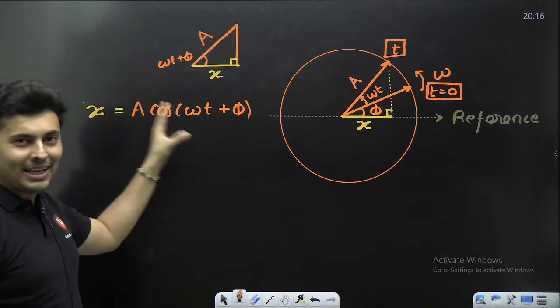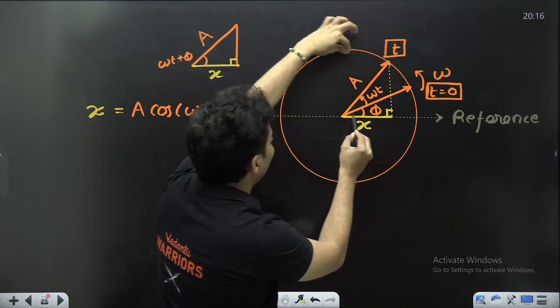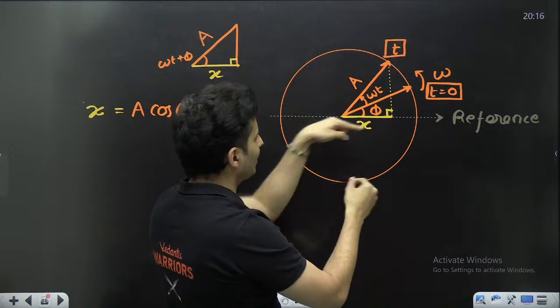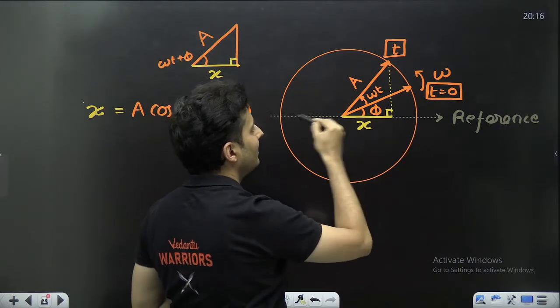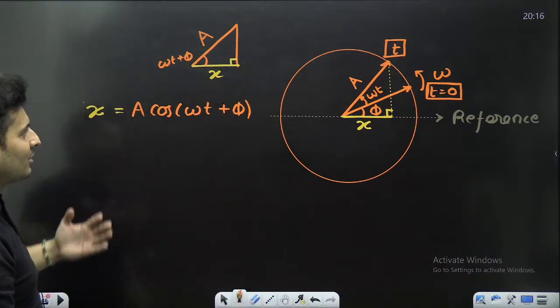Beautiful. So we have proved that it is a SHM. That means as that point moves, you will see the particle goes like this. The SHM will be back and forth. So this particle does uniform circular motion. This particle does horizontal motion. Beautiful. Right? This is what you can do.